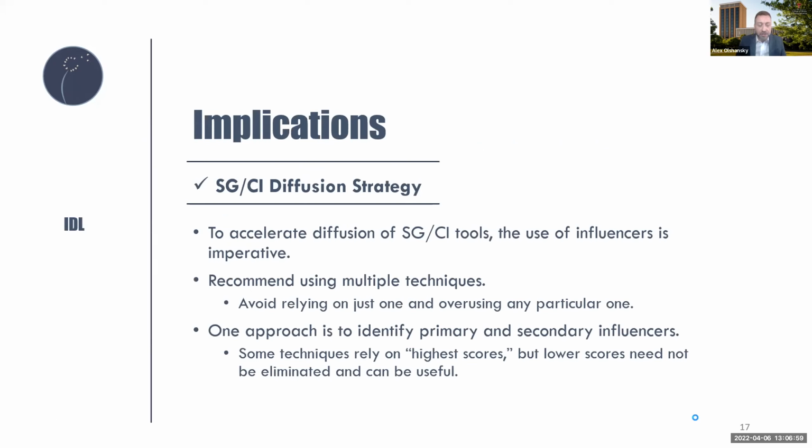Some of the implications from this work: for a successful Science Gateways and CI diffusion strategy, the use of influencers is imperative. Here we recommend using multiple of these techniques at any given time, and avoiding relying on just one and overusing any particular one. One approach is to identify primary and secondary influencers. Some of the techniques we discussed rely on highest scores, but the lower influencer scores need not necessarily be eliminated and may also be useful as influencers.